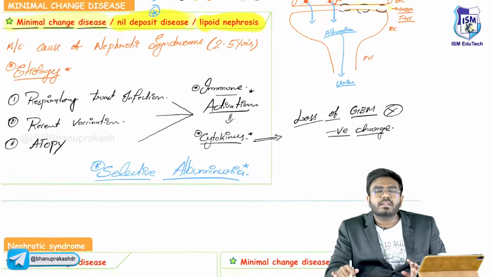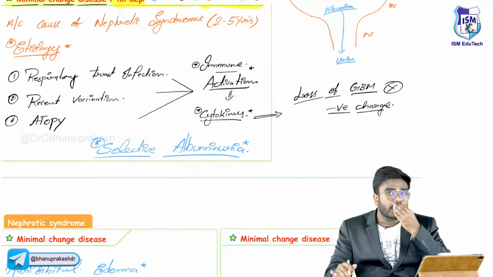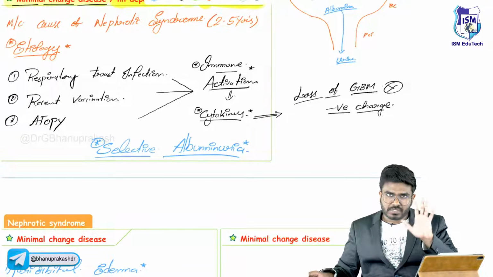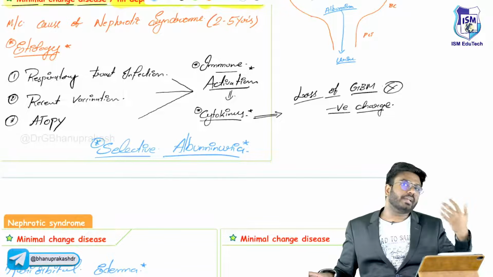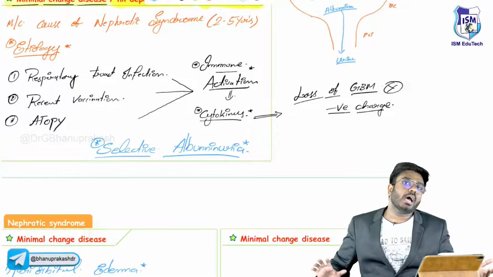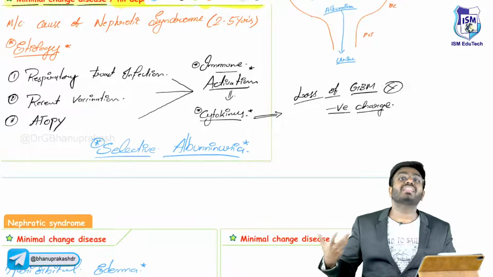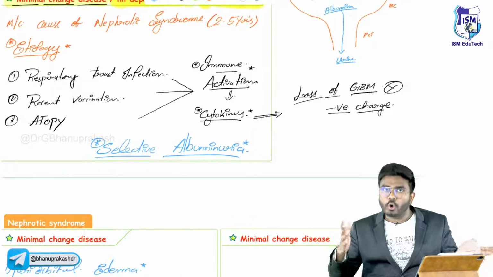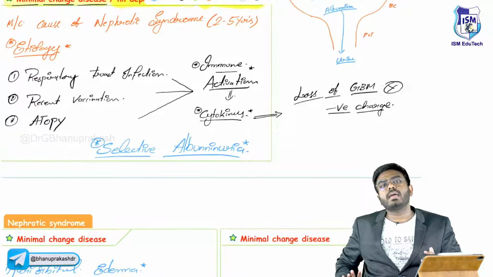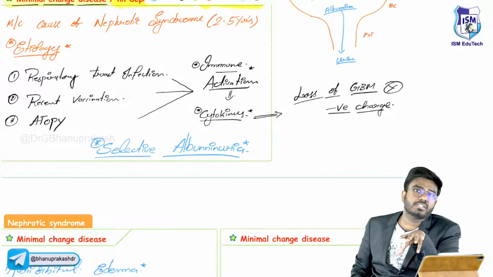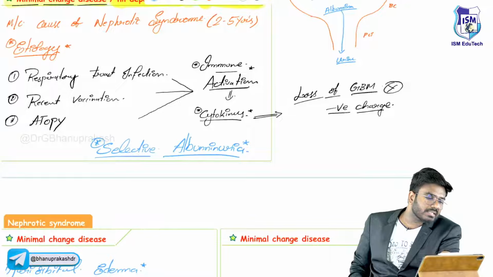Now is it seen in children or adults? Mainly seen in children of 2 to 5 years, sir. Usually the question that will be given in your exam is a child with a recent history of upper respiratory tract infection, or recent history of vaccination or immunization, or a child who had an allergic reaction, atopy. After this episode, now the patient has developed periorbital edema and frothy urine. Think about minimal change disease.